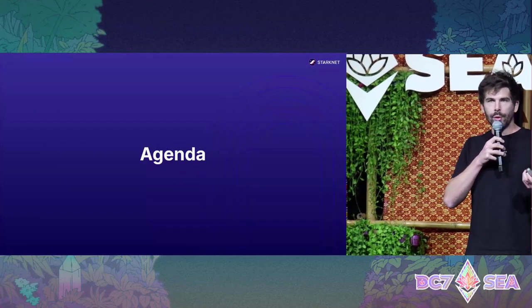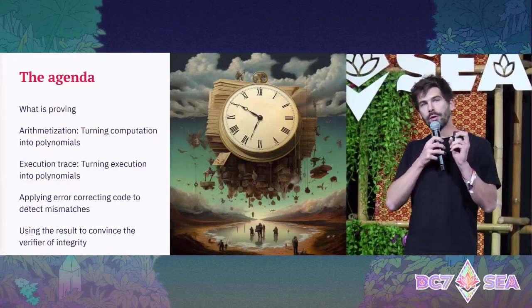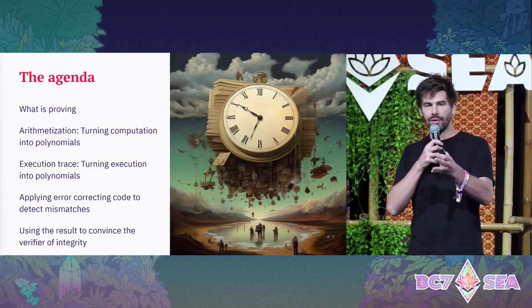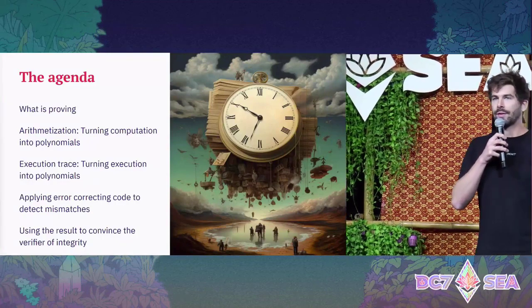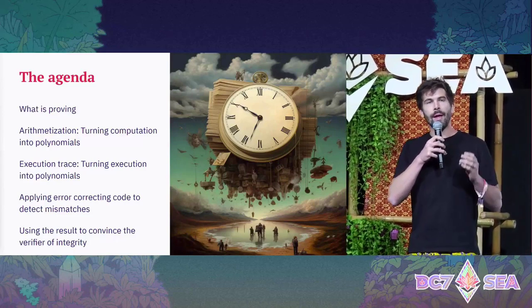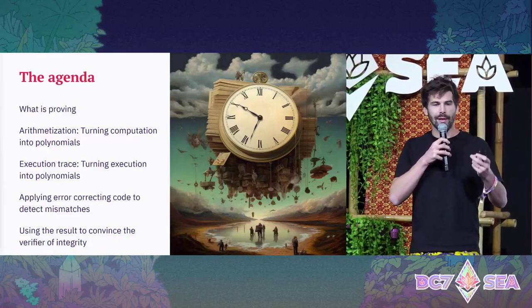So how I'm going to go about it is the following way. I'm going to first explain quickly what is proving, what we're trying to achieve. I'm going to talk about something that is called arithmetization. I'm going to talk about execution traces and how they get used into proofs. I'm going to talk about error correction code, and then I'm going to try to put everything together so that you have a clearer picture.